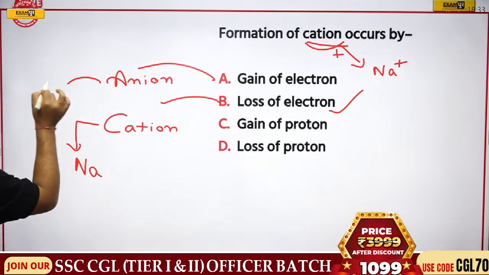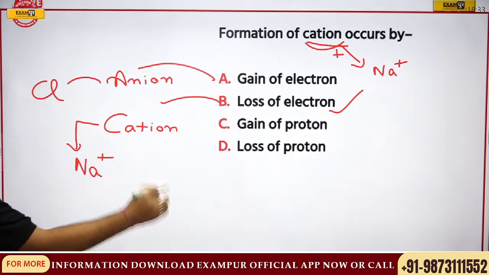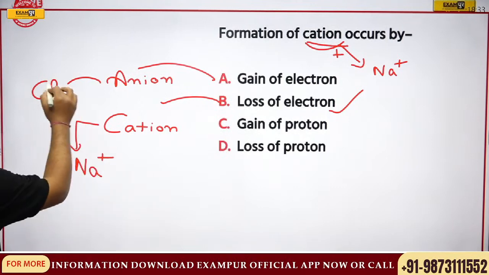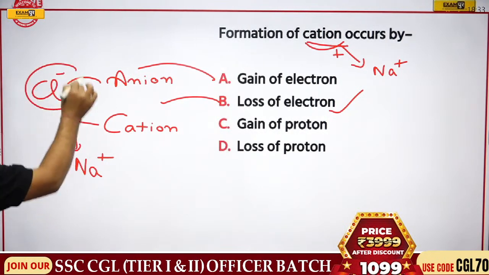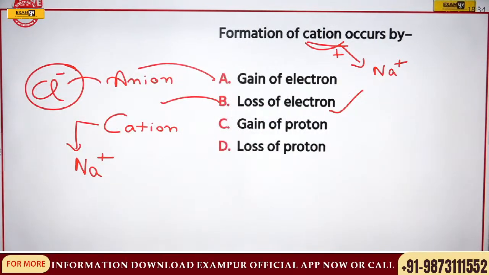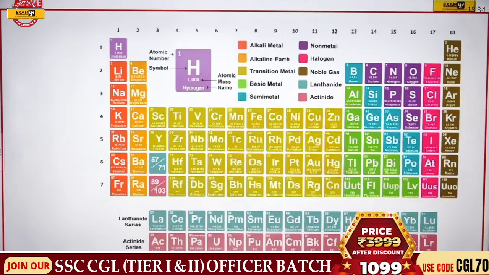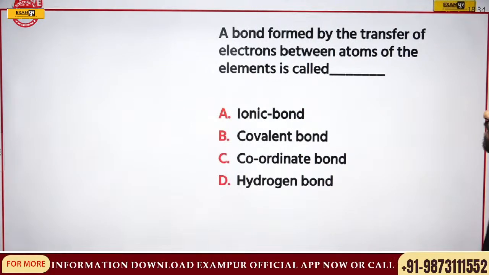If I talk about anion, I'll talk about chlorine. So when cation is formed, it is donating electron. If one electron is donated, there would be one charge. If chlorine is taking one electron, we are having negative charge. So this is anion and this is cation. So here, what is the correct answer? Vikramaditya, you are totally correct. The correct answer is going to be loss of electrons. Next question is, a bond formed by the transfer of electron between the atoms of the elements is called what?